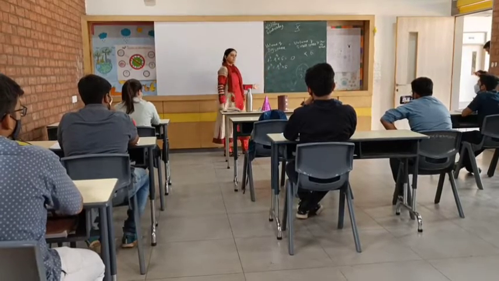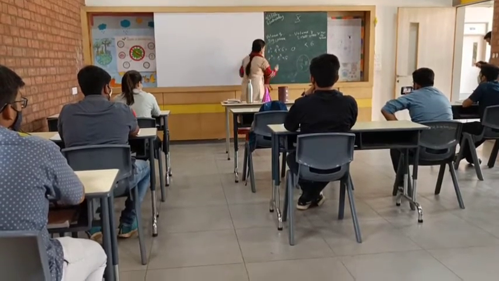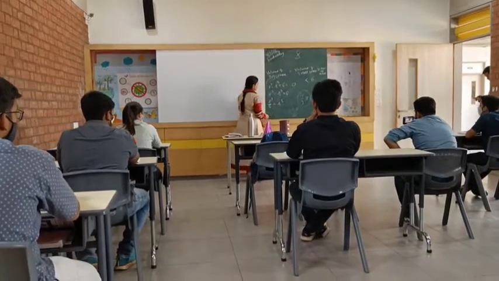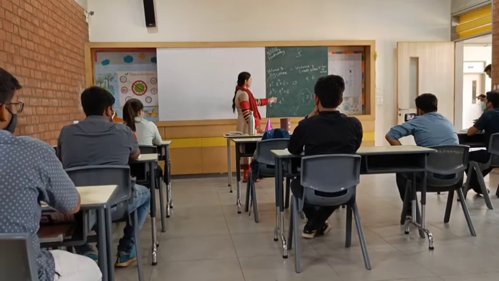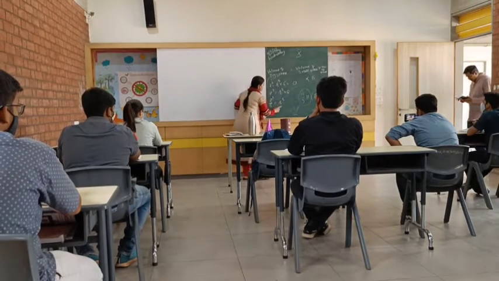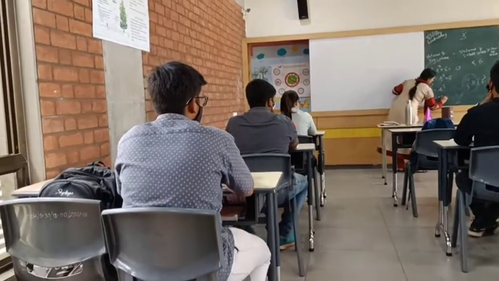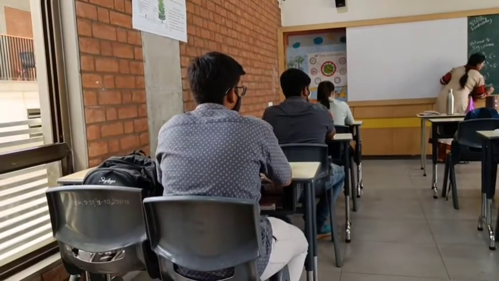Similar method you can simplify and solve this way. 7 cube divided by 6 is equal to r cube. So simply you can simplify it. Once you get this, you will have to take the cube root. Take root on both sides.